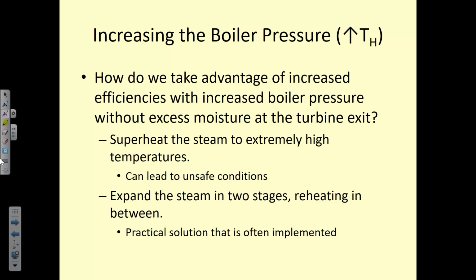An alternate approach, similar to what we saw in the gas power cycles, is to heat the steam in between two stages of the turbine. So we heat it up in the boiler, run it through a turbine that's at high pressure, heat it up again, and run it through a lower pressure turbine. So by doing this, this is called the reheat process.